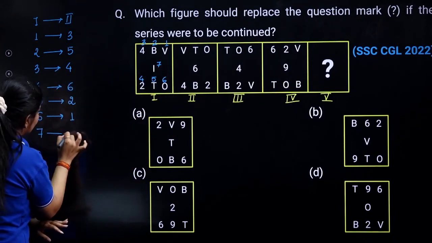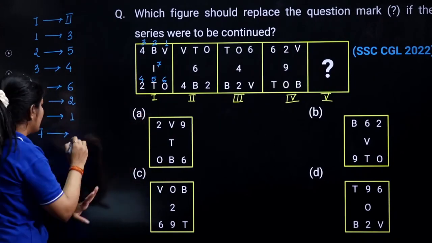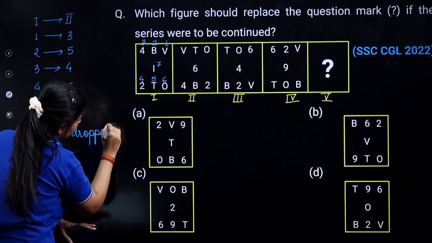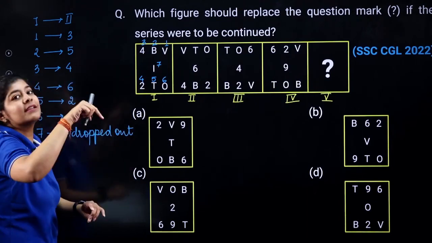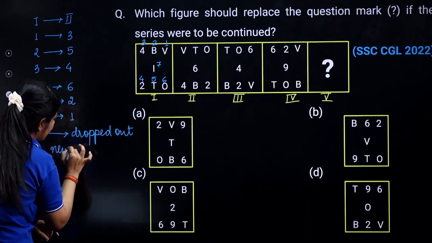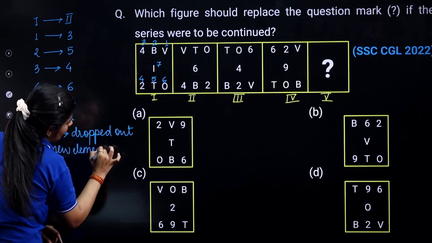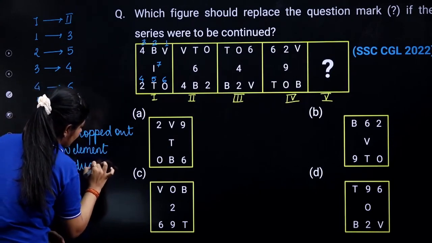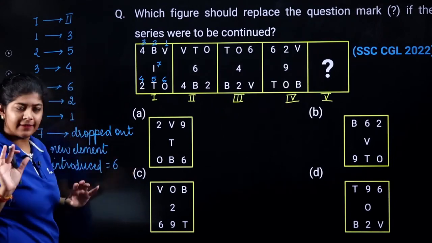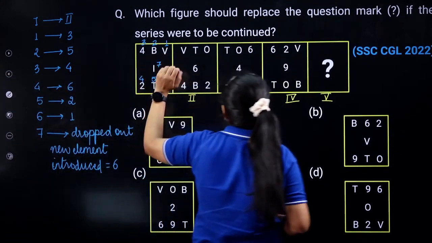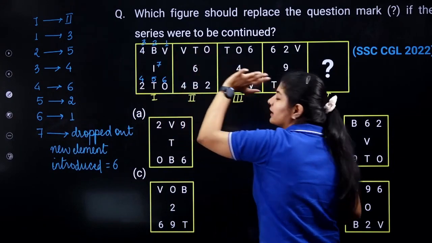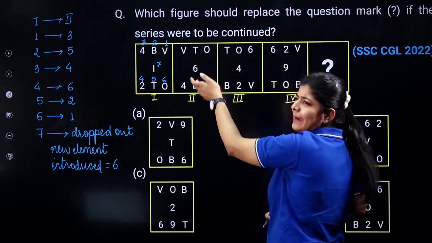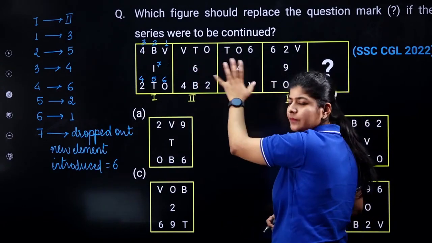At the seventh one, whatever we are having in figure number 1 is dropped out, and a new element is introduced, and that is nothing but 6, right? Okay. We just simply observed our figure number 1 and figure number 2, right? Here too I am getting some pattern, but right now I am just skipping this one.